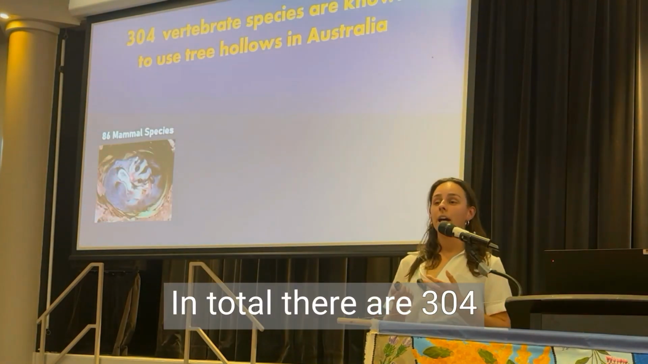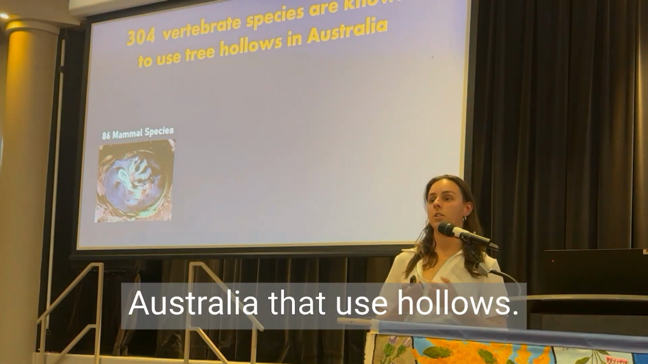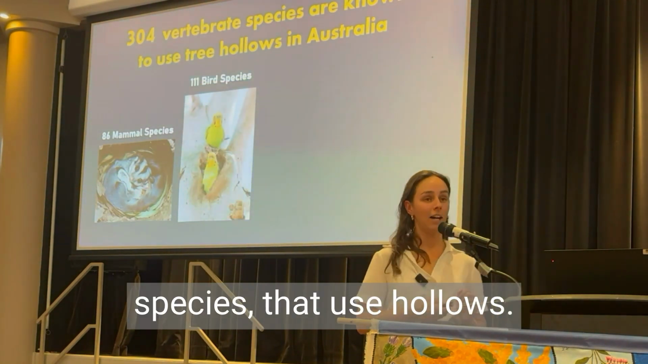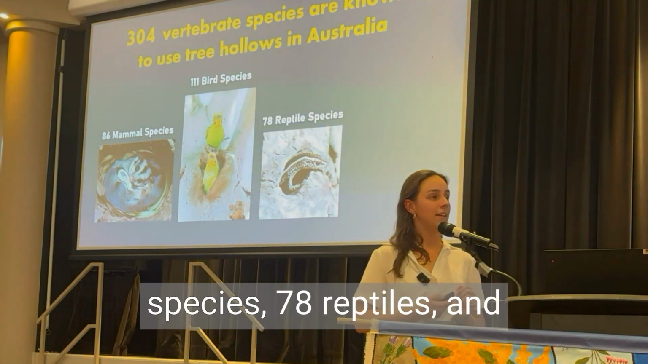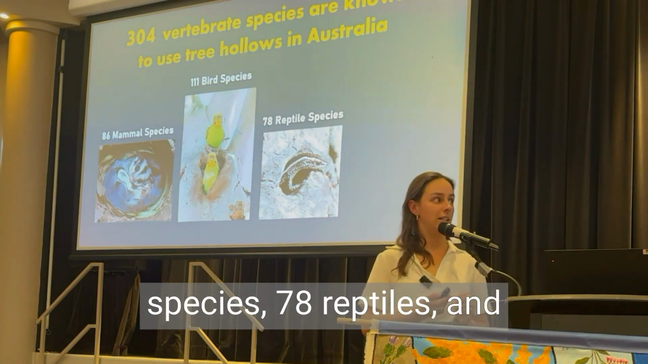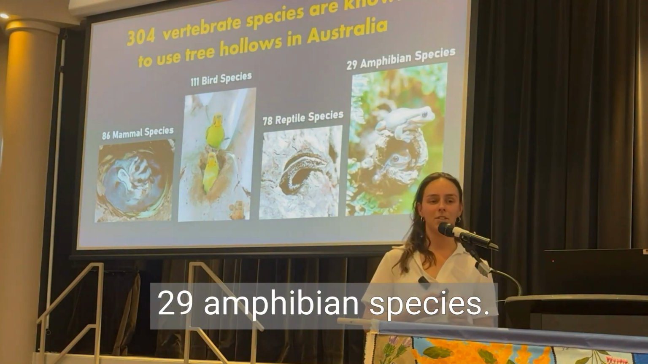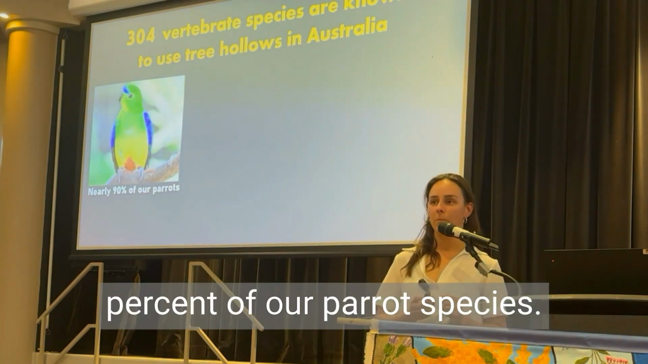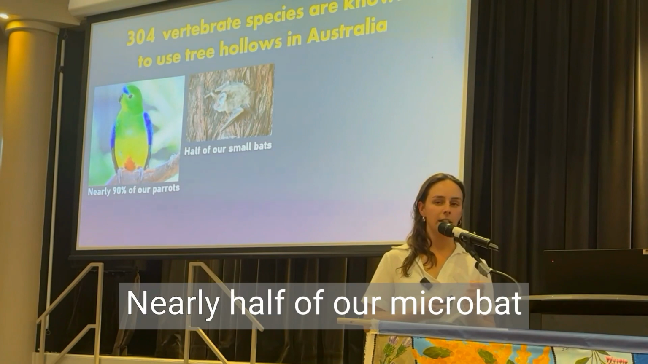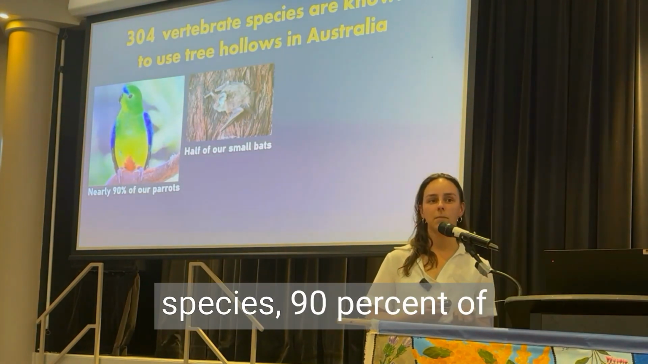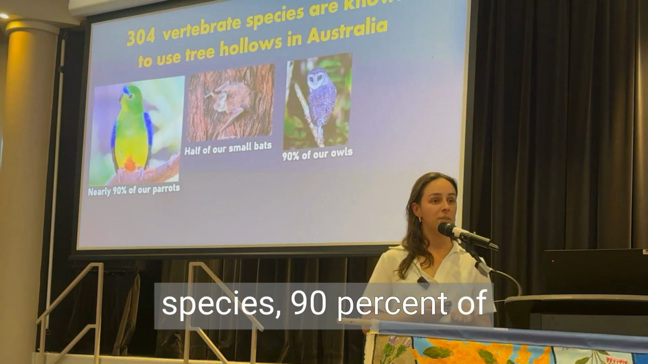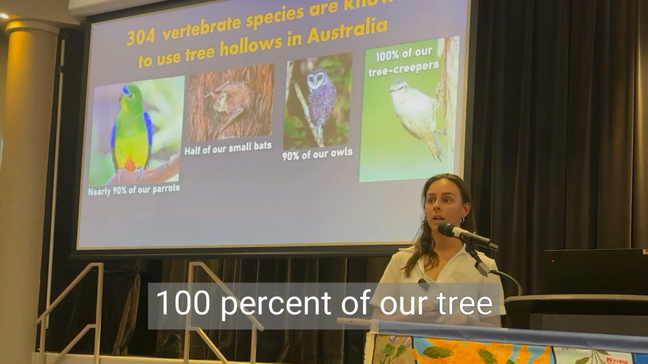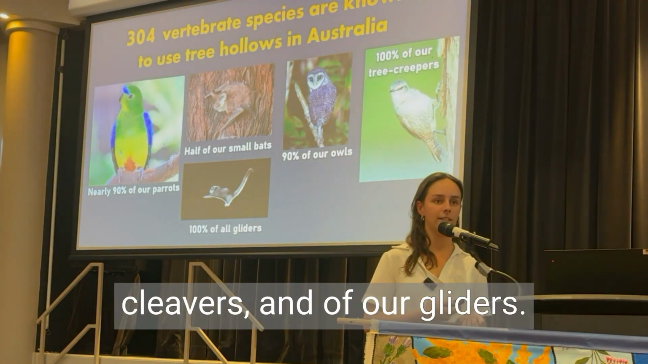In total, there are 304 vertebrate species in Australia that use hollows. We have 86 mammal species that use these hollows, 111 bird species, 78 reptiles, and 29 amphibian species. Now this equates to 90% of our parrot species, nearly half of our microbat species, 90% of all of our owl species, 100% of our tree creepers, and of our gliders.